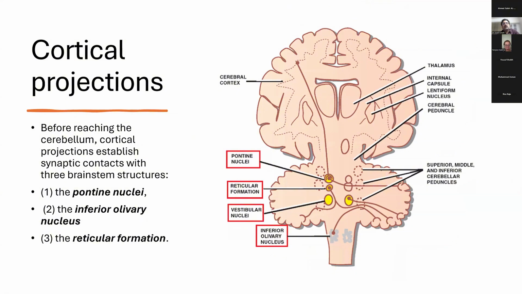Now let's talk about the cortical projections. Before reaching the cerebellum, the cortical projections establish synaptic contacts with 3 brainstem structures, mainly the pontine nuclei, the inferior olivary nuclei, and the reticular formation. So all the afferent projections from the cortex, from the higher centers of the brain, reach and make synaptic contacts with these 3 brainstem structures. So this is the cerebral cortex. The tract is projecting towards the pontine nuclei, the reticular formation, and the inferior olivary nucleus.